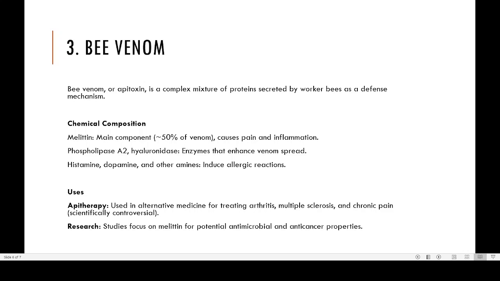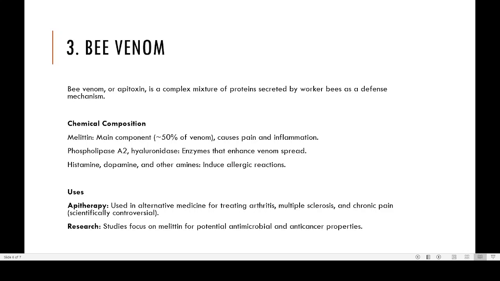Then phospholipase A2 and hyaluronidase. These two are actually enzymes. The purpose of these enzymes is to spread the bee venom to the maximum area. For spreading bee venom to wider areas in your skin, they contain two enzymes known as phospholipase A2 and hyaluronidase. The purpose of both enzymes is to make the bee venom spread to maximum areas in the skin.